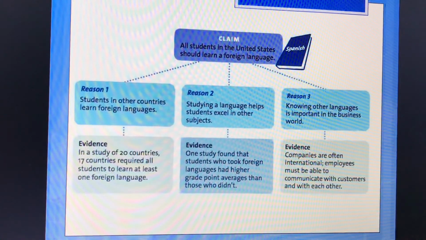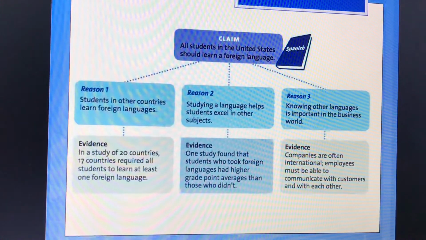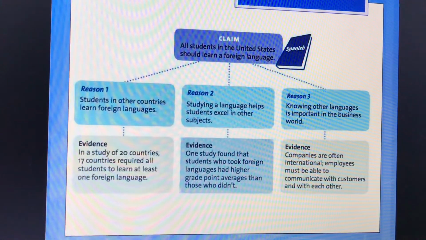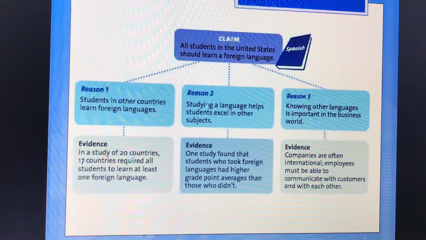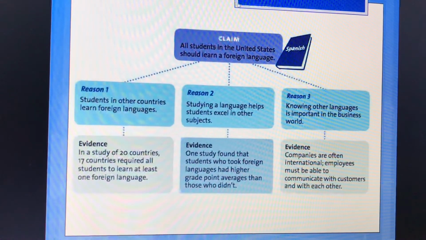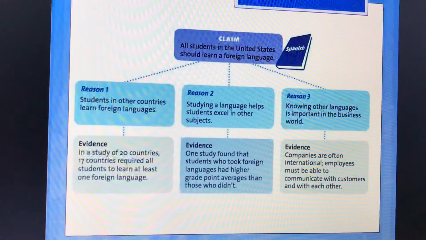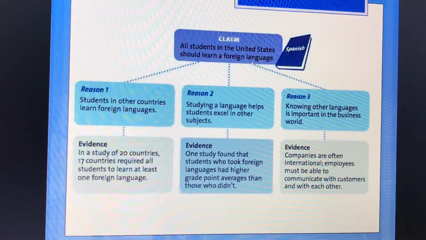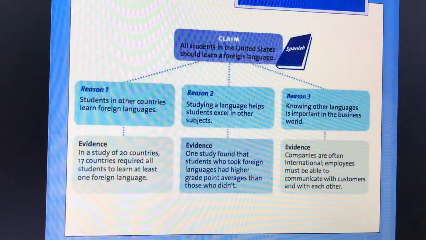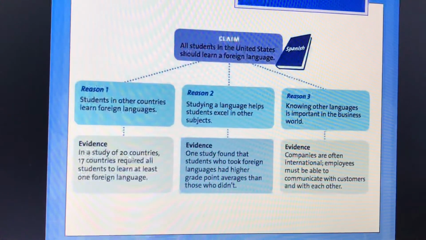Yes, please tell me. Yes, great. It's learning foreign languages. So this is our topic: learning foreign languages. Great. So now I'll change the topic to the claim: all students in the United States should learn a foreign language. This is my claim. This is the case or the declaration or the assertion I'm going to speak about.